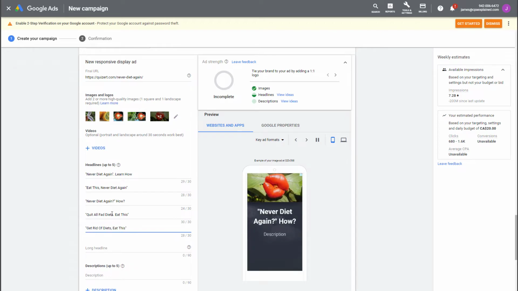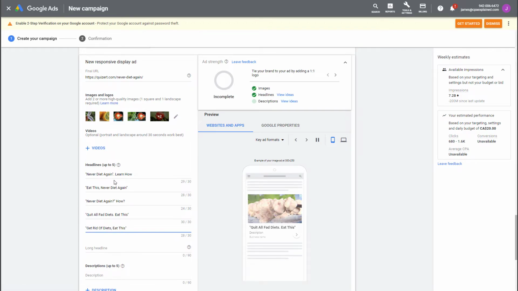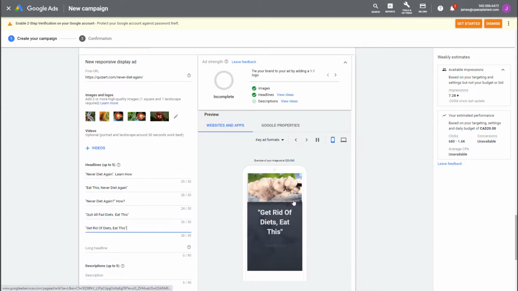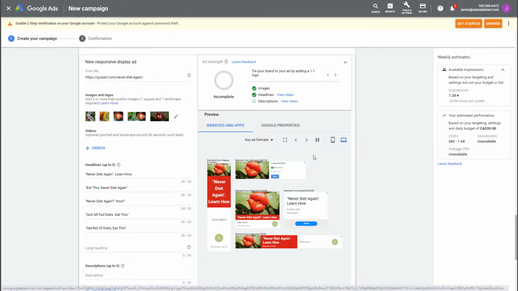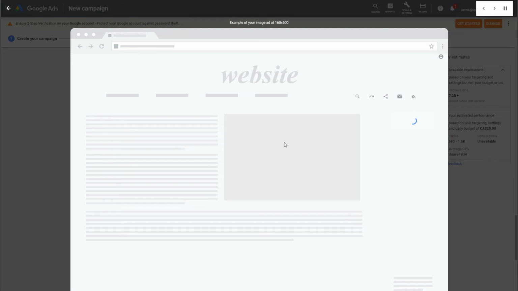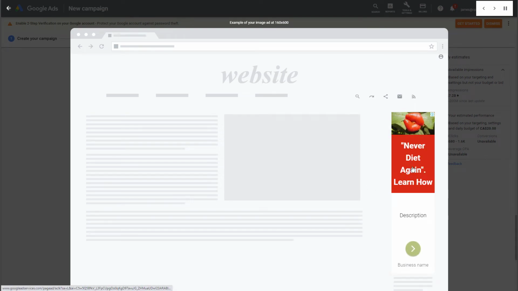All right. So again, as you can see here, never diet again, learn how. Eat this, never diet again. And you can see here the preview, guys, of what it actually looks like. Now let's go to this one here, and it'll give you an idea of how it looks. Okay. So you can see a preview of how never diet again, learn how.